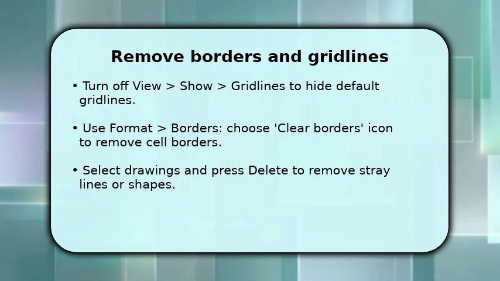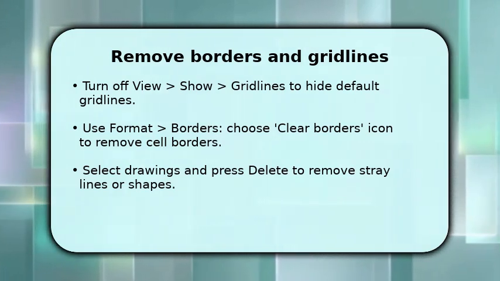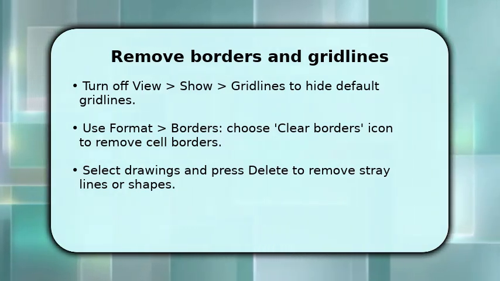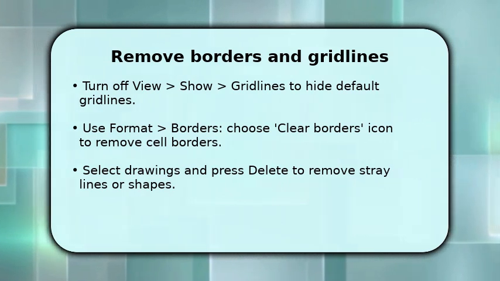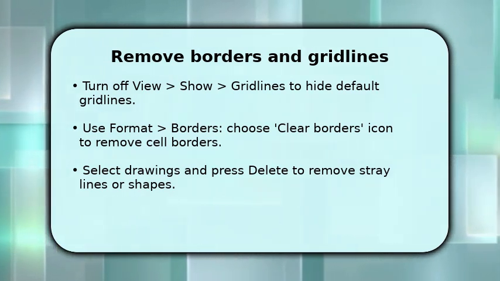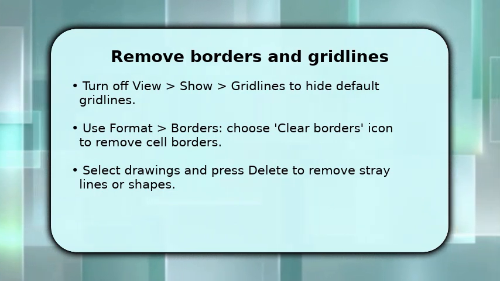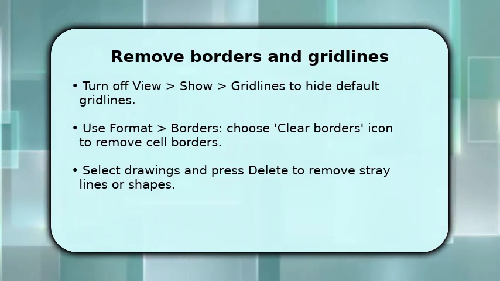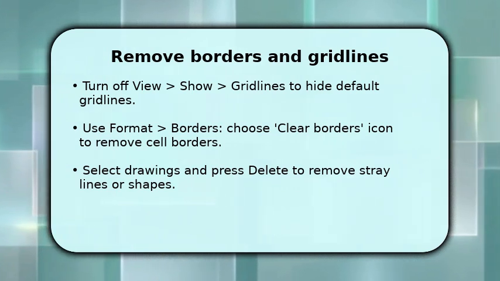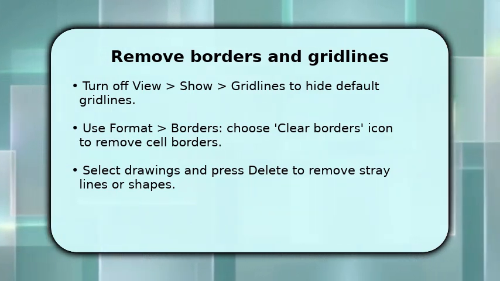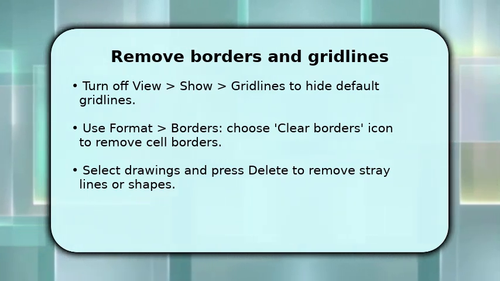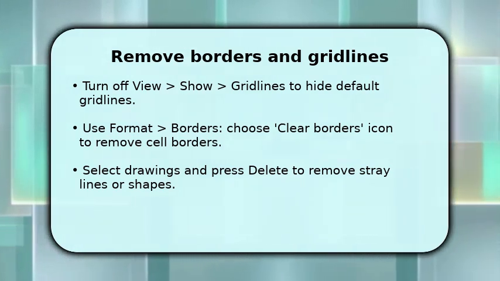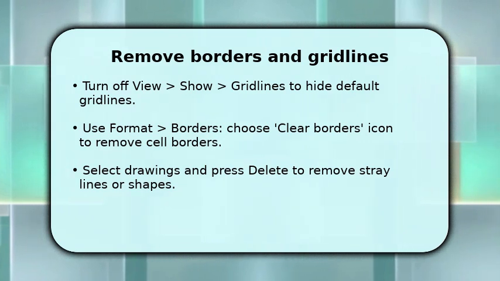Now remove the lines. To hide default grid lines, go to View and uncheck Show Grid Lines. This only hides them, preserving layout. For manual borders, open Format, choose Borders, then click the Clear Borders icon. Apply to the selected range to erase visible borders. If a line is part of a drawing or image, click it to select the object and press Delete. Make sure to check frozen rows and hidden sheets where borders might persist, and proceed to final cleanup.